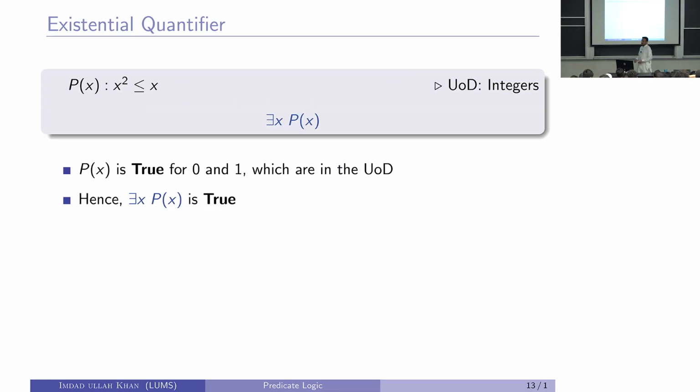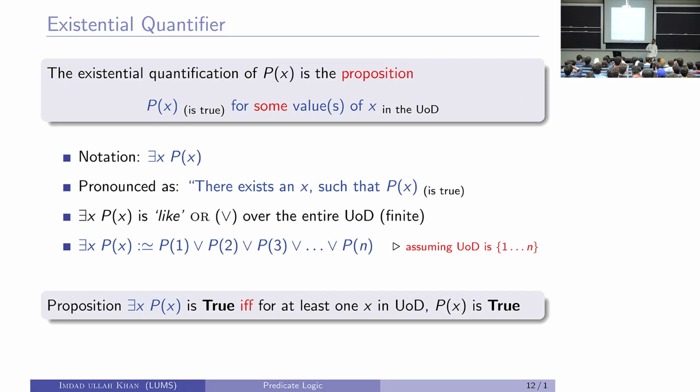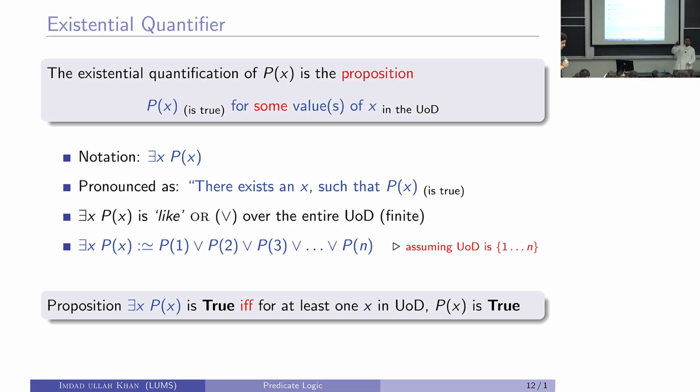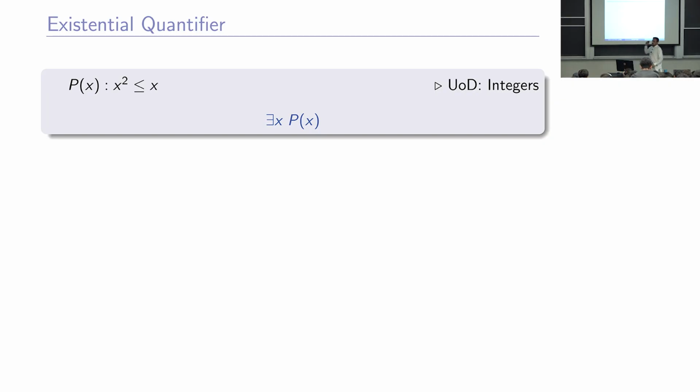Okay, so let's do this. Can you please say the statement? Don't use approximately equal, that is not a standard thing. Here is a statement: P of x is x squared is less than or equal to x. The universe of discourse is all integers. The statement I am making is there exists an x such that P of x. There exists an x in the universe of discourse such that P of x is true.